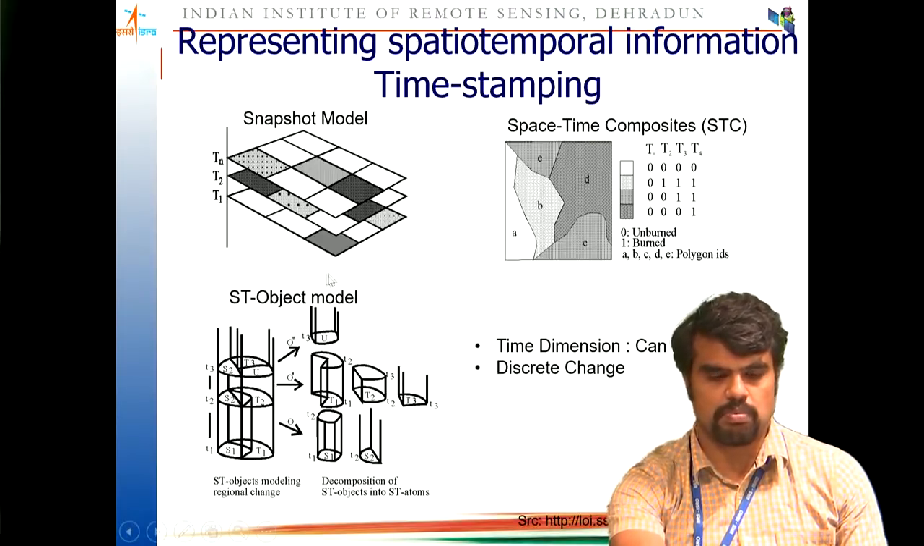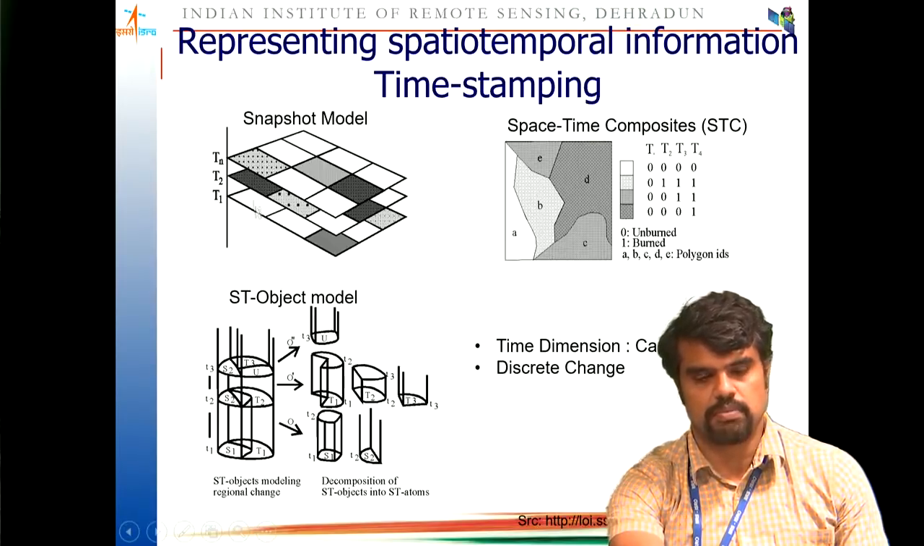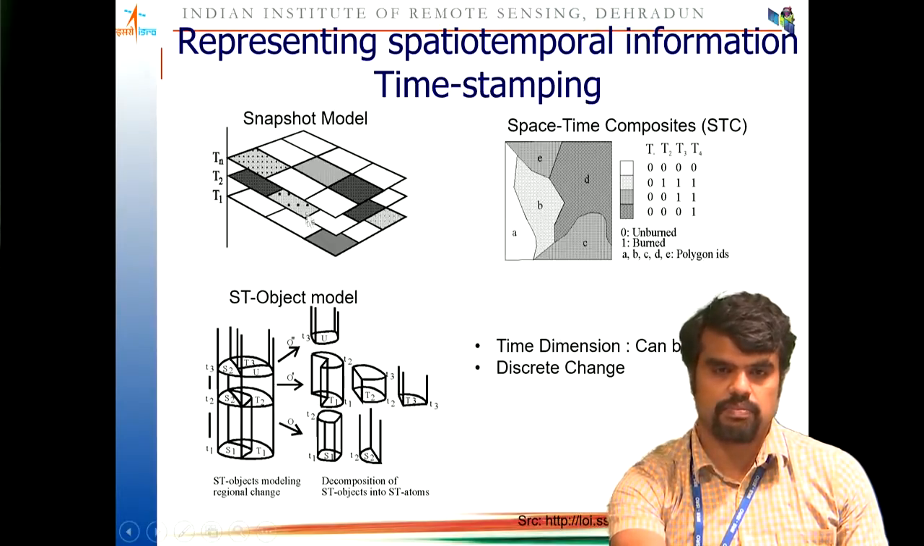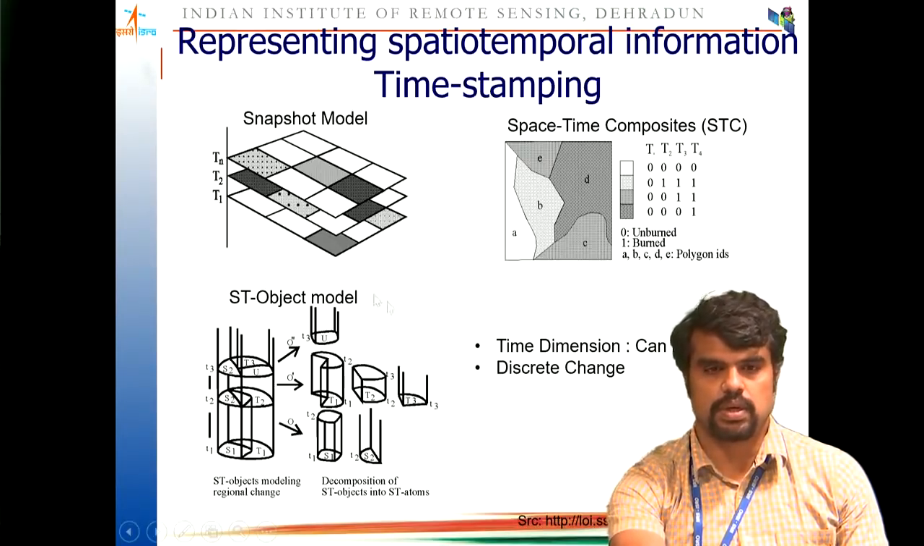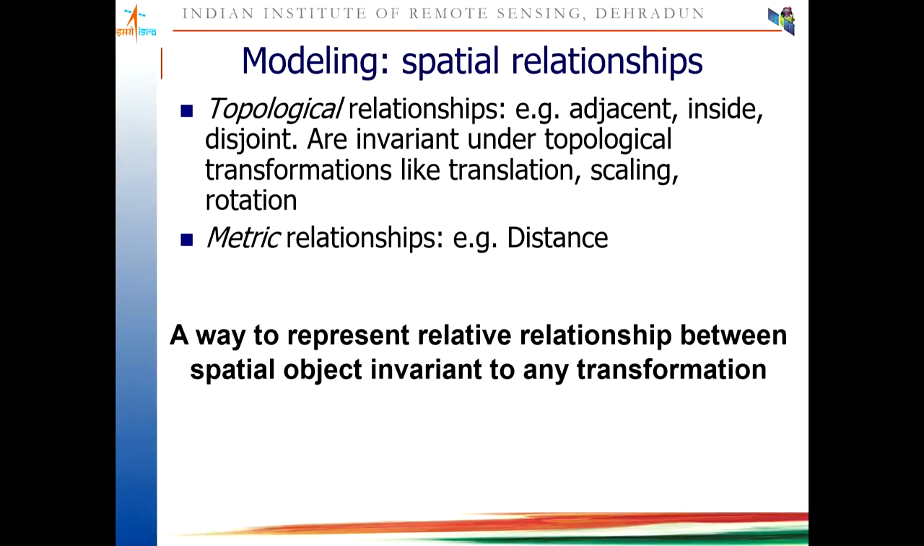The snapshot based model is most widely used, especially with the classification of satellite imagery. So you have different satellite imagery at different time frames, and based on those time frames you do classifications, and you come to know what the LULC classification was at a particular time, and that is what is represented over here. Then, let's see what exactly the topological relationship is.